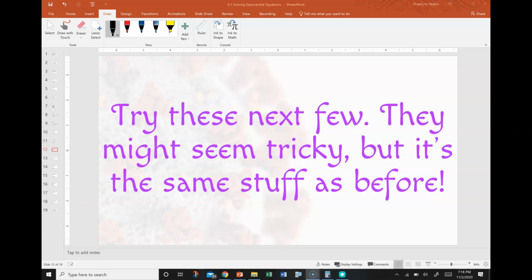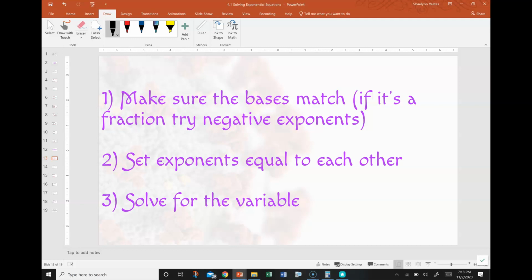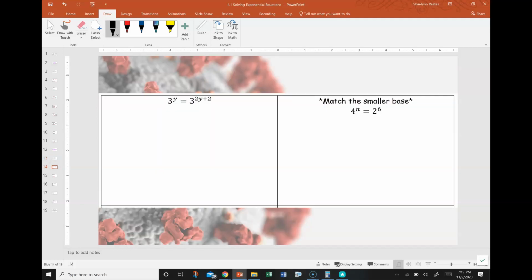All right, these next few might seem tricky, but it's the exact same stuff as before. Nothing too exciting. So your first step, make sure the bases match. If they don't, and if it's a fraction, try negative exponents. That's a hint for what's to come. There's going to be fractions. Okay, set exponents equal to each other and then solve for the variable. That's what we've been doing.